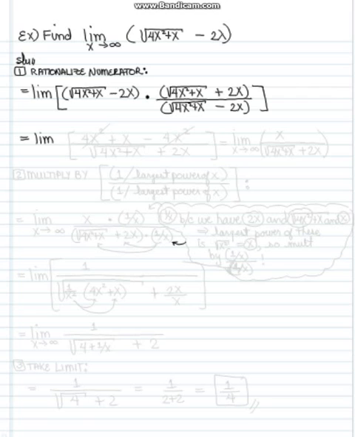That equals a limit of 4x squared plus x minus 4x squared, when you multiply a squared minus b squared, a plus b times a minus b. And that's over the square root of 4x squared plus x plus the 2x. We get a cancellation of the negative 4x squared and the 4x squared. And what's left is a limit as x approaches infinity of x over the square root of 4x squared plus x plus the second term, 2x.